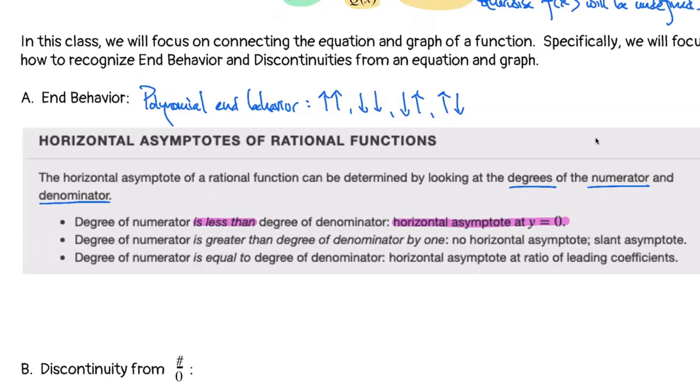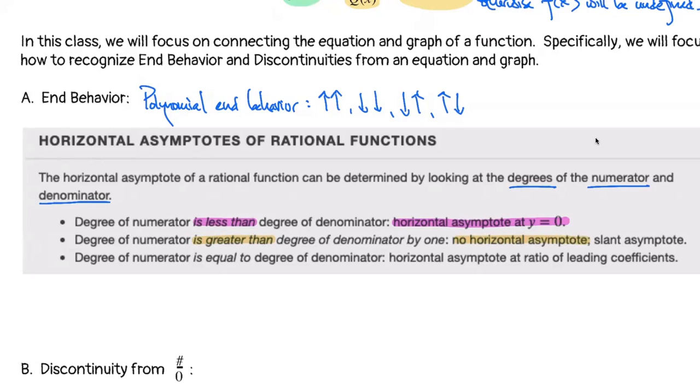It turns out that if the degree of the numerator is greater than the degree of the denominator, then we're going to have no horizontal asymptote. Okay.